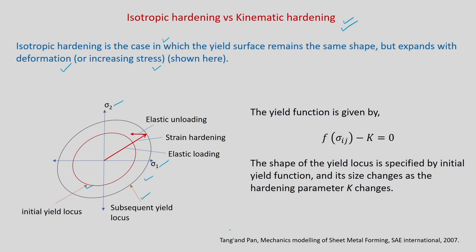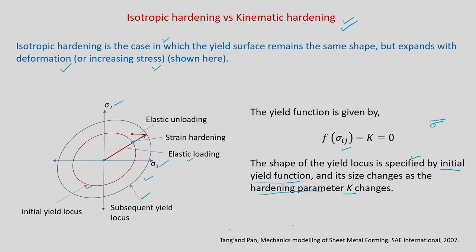So I have drawn here a red color line. You can see from here to here it is elastic loading, and after that it is plastic deformation or strain hardening, and then you can unload the material. That's the way it is going to work. And for the yield function, which you already defined, the function is, let us say, F minus K equal to 0 in the simple way you can write, which also tells the fact that the shape of the yield locus is specified by the initial yield function F, and the size changes with respect to the hardening parameter K.